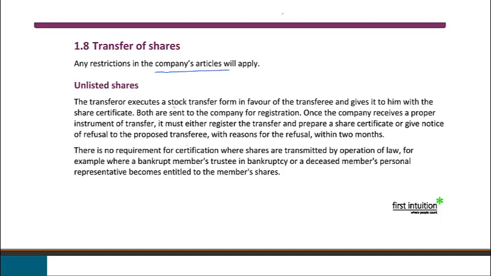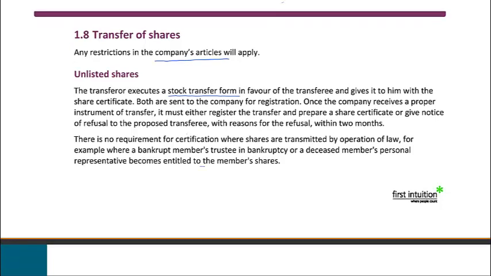Now, if they are unlisted shares, a share transfer is very easy. It's a stock transfer form. You buy that form from legal stationers, you fill it in, you get the share certificate and you send it to the company secretary to be registered. And once the company's seen that, they should register the transfer. If they can think of a reason to refuse to register the transfer, perhaps because the forms aren't properly carried out, or perhaps because it contravenes a provision in the articles, they have to let the shareholder know that that's the case and say why.